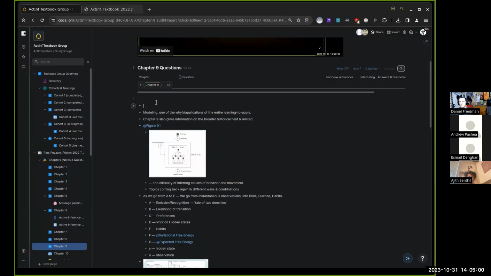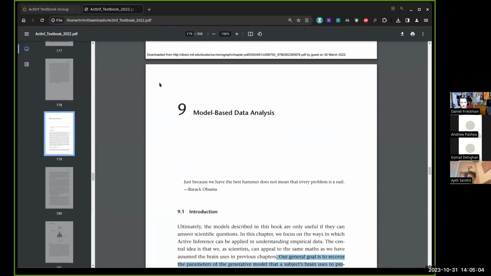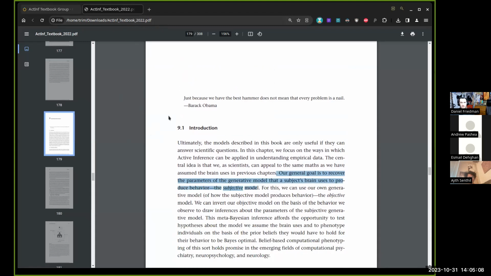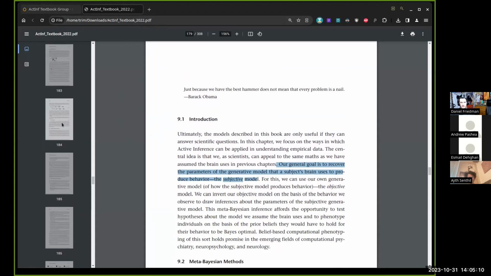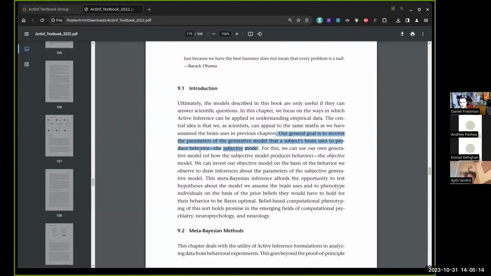Welcome, Andrew. Any general thoughts on 9, model-based data analysis, before we look over the structure of the chapter and look over the questions? I'll have to just hop into the structure. A good overview seems nice on this one.